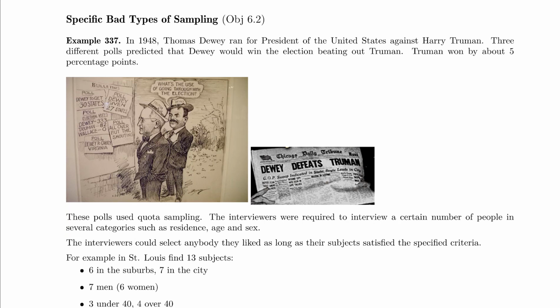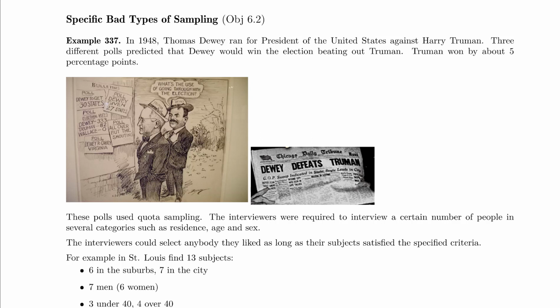In 1948, Thomas Dewey ran for president of the United States against Harry Truman. 3 different polls all predicted that Dewey would win the election, beating out Truman. But Truman won by about 5 percentage points. Okay. It was a huge deal. I mean, they'd already printed off newspapers. Huge deal. And they went back to study and said, why was this wrong? Why didn't it make sense?